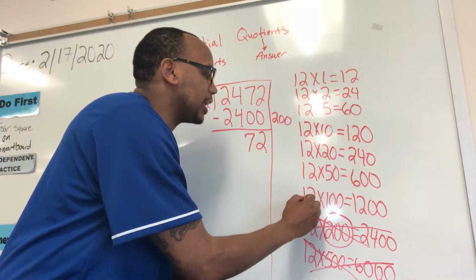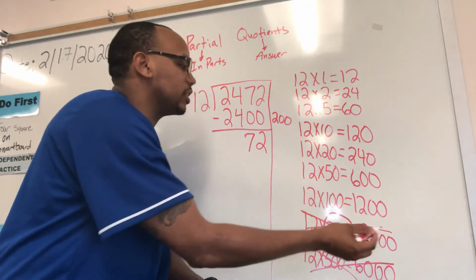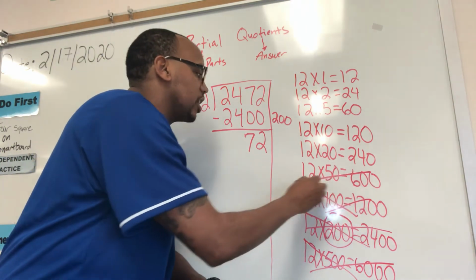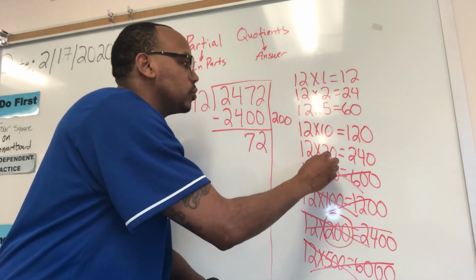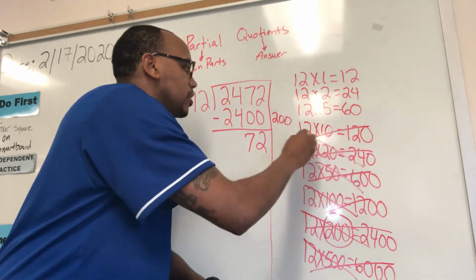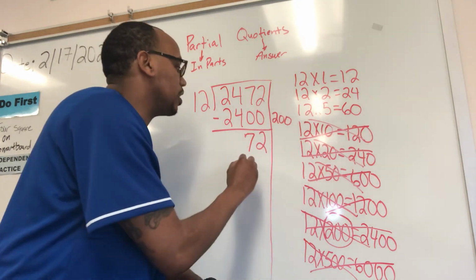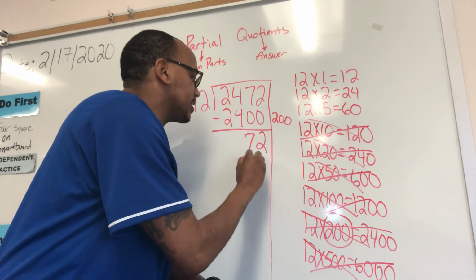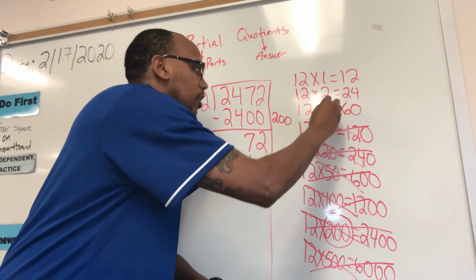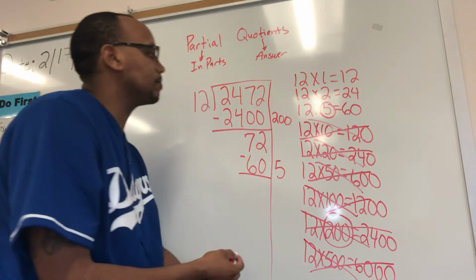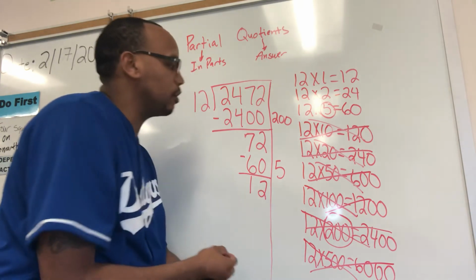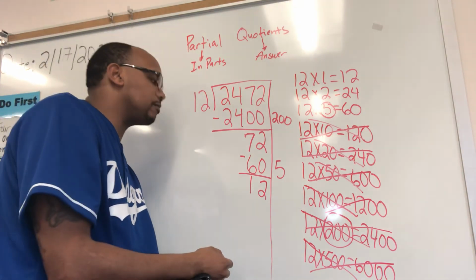So I can't use 12 times 100 because that's 1,200. I can't use 12 times 50, that's 600. I can't use 12 times 20, that's 240. I can't use 12 times 10, that's 120. But I can use 12 times 5, which is 60. So I subtract 60 and I put the groups of 5 outside, right? 72 minus 60 is 12. So now I only have 12 left.